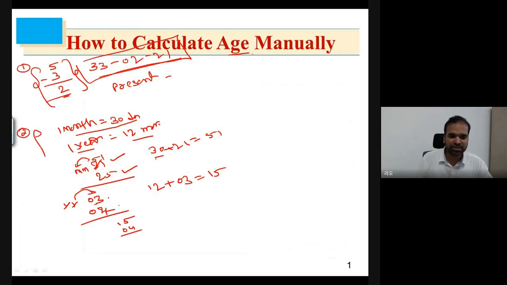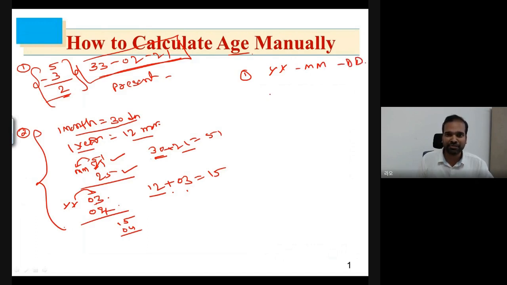So these two things you need to remember in order to calculate your age. If I borrow from 1 month to the dates, that is 30 plus the present date. If I borrow from year to month, 1 year equals 12 months, the 12 months plus the present month. Okay, now I will explain one example here. The date format is always year, month and date. In this format you have to write.